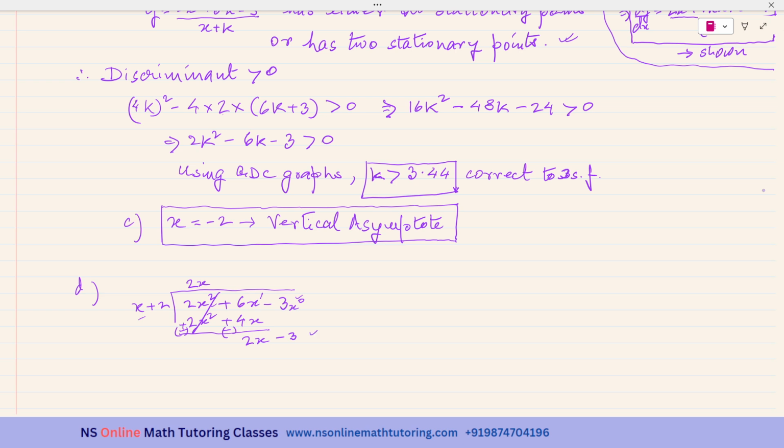Again, this becomes the present dividend, so I'm taking the first term of the dividend, 2x, divided by the first term of the divisor, which is x. So the second term of the quotient becomes 2. 2 times x is 2x, and 2 times 2 is 4, plus 4. Again, we have to subtract, so the signs will be changing.